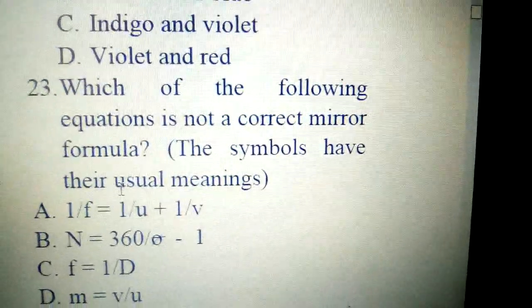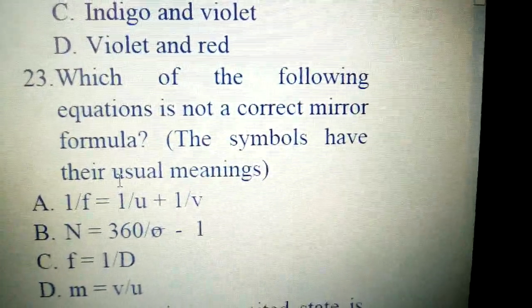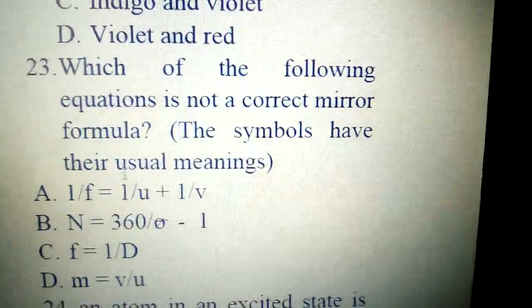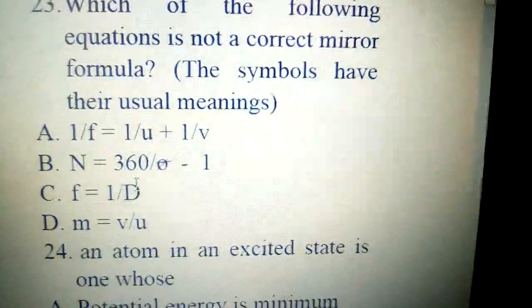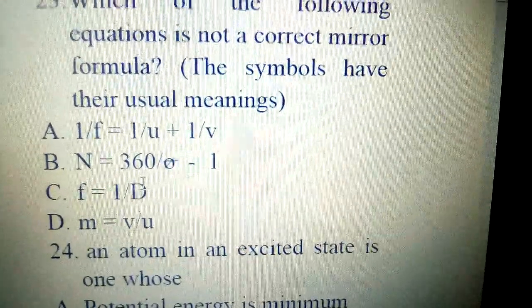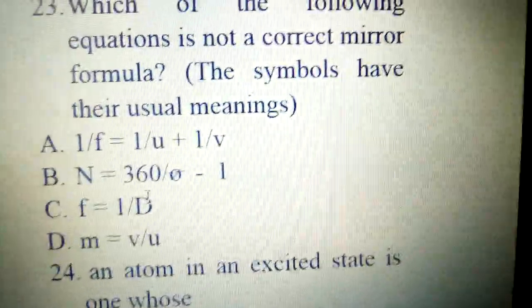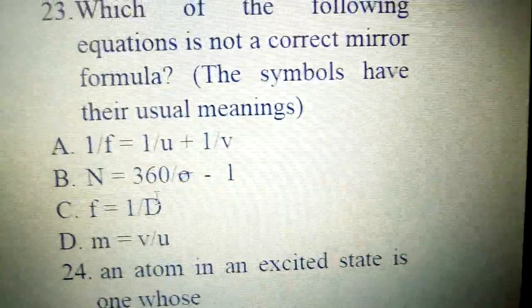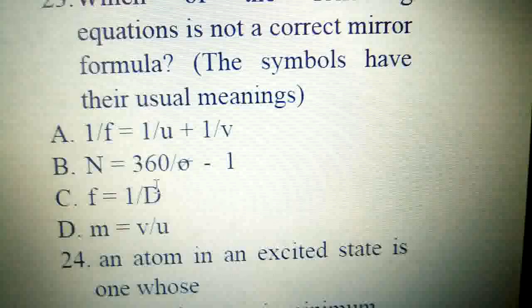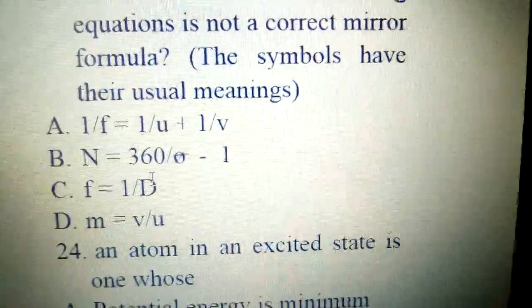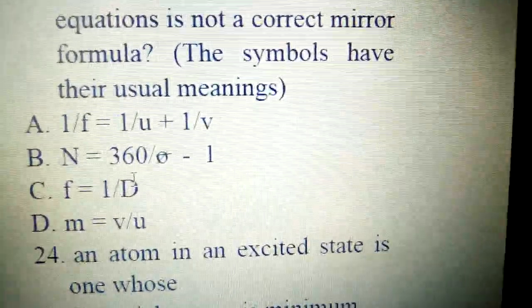Number 23. Which of the following equations is not a correct mirror formula? The symbols have their usual meaning. A, 1 over f equals 1 over u plus 1 over v. B, n equals 360 over theta minus 1. C, f equals 1 over d. And D, m equals v over u. The answer to the question is option C. All other formulas are for mirrors, while option D is for lens.